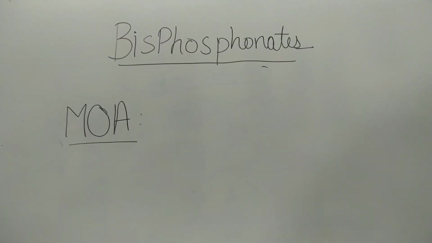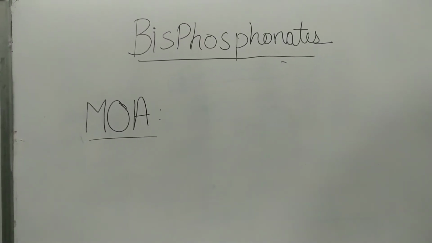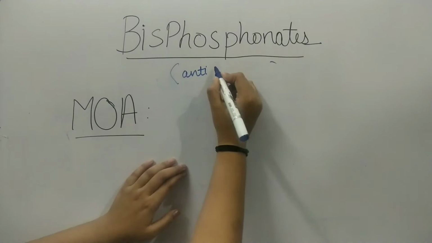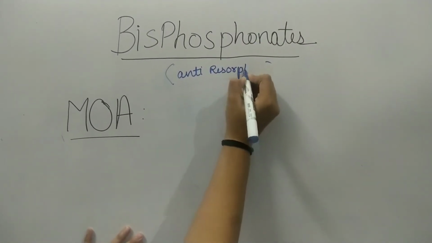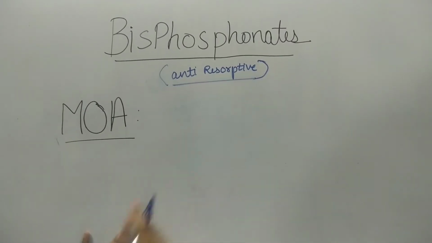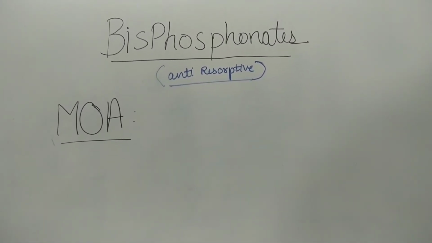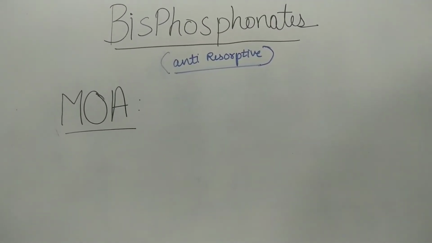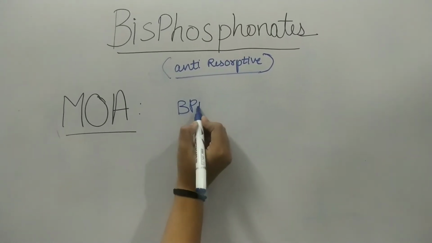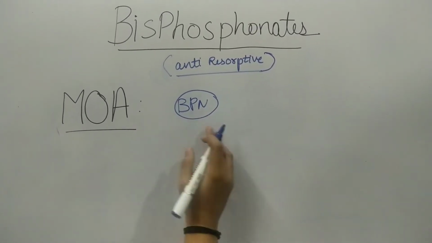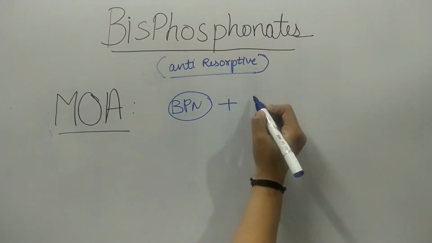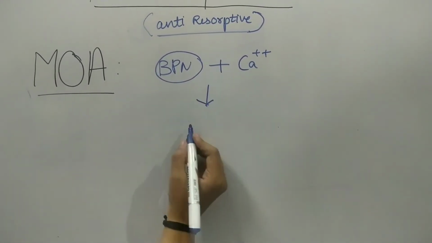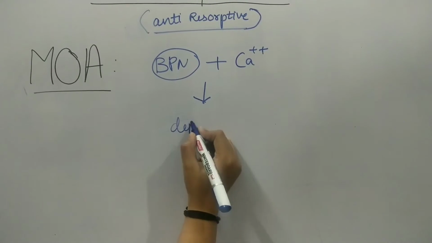Now we will discuss the mechanism of action of bisphosphonates. First of all, you have to remember that the bisphosphonates exert an anti-resorptive effect. It means it decreases bone resorption. Now we will discuss in detail the mechanism of action. The short form of bisphosphonate is BPN. It has high affinity with calcium. After binding with the calcium, it gets deposited into the bone.